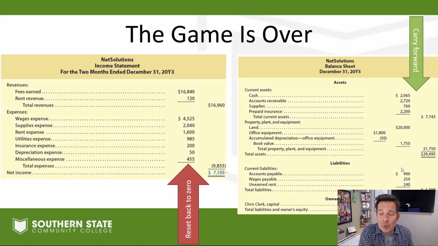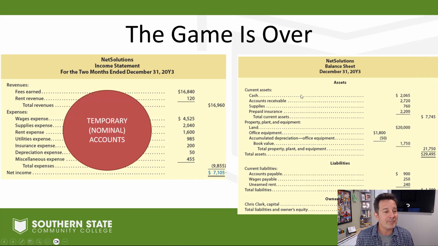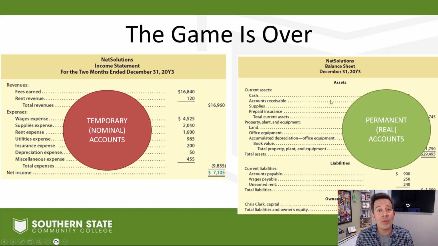Everything on the income statement, we're going to turn it back to zero so we can play another game and keep track of how much money we've made. Because of that, we call those accounts temporary accounts. They only live for the accounting period, and then they get set back to zero. Balance sheet accounts, we call them permanent or real accounts because they go on and on and on. We don't reset them back to zero. Okay? So we need to learn that process of closing the income statement accounts back to zero, and just kind of leaving the balance sheet accounts alone.